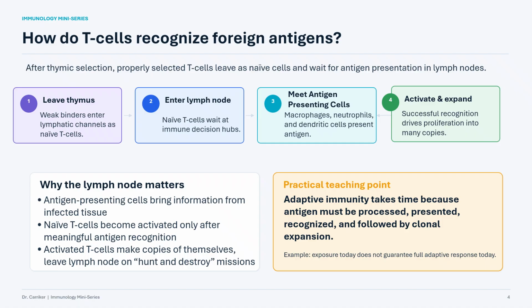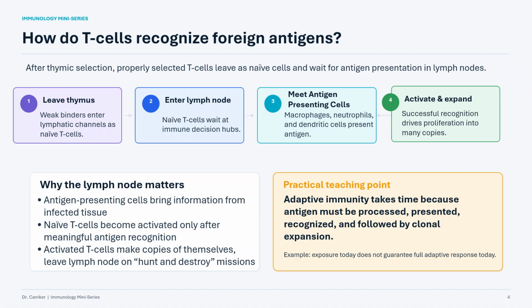So it's going to start proliferating. It's going to make copies of itself. And then those activated cells then leave the lymph node and start to carry out whatever effect or function we're talking about. So this process, of course, takes time. This is why adaptive immunity is not instantaneous.